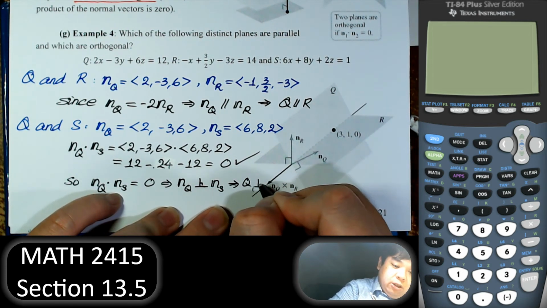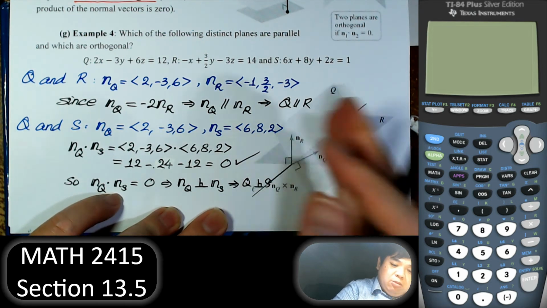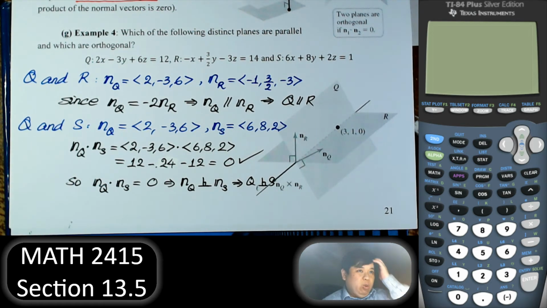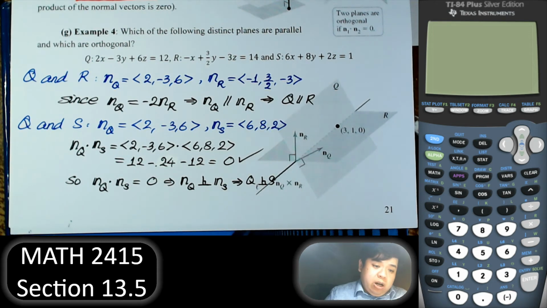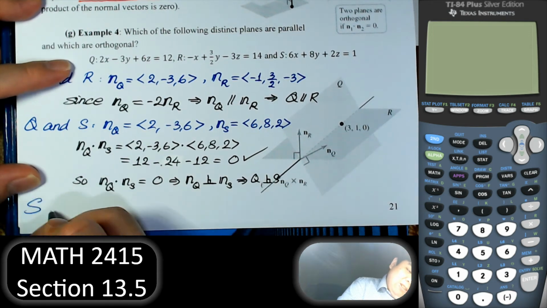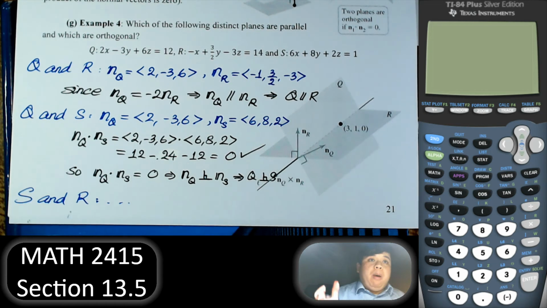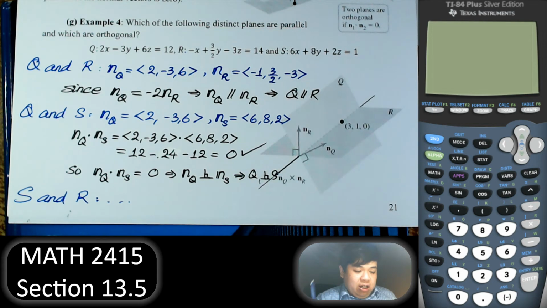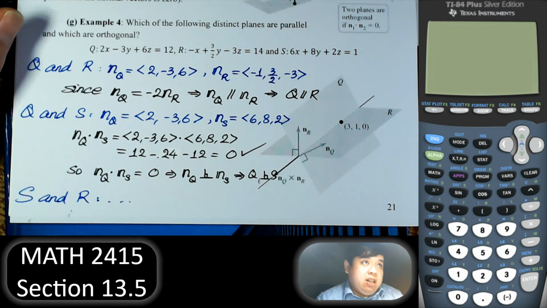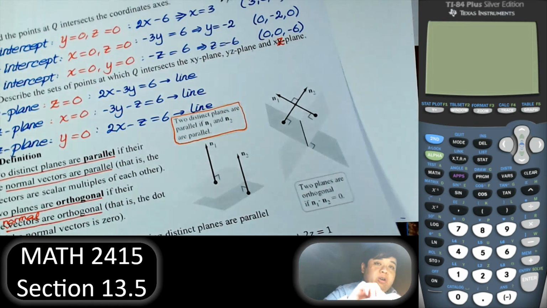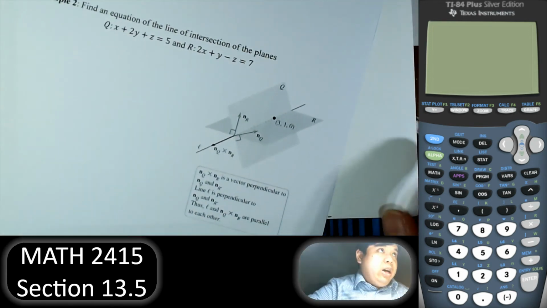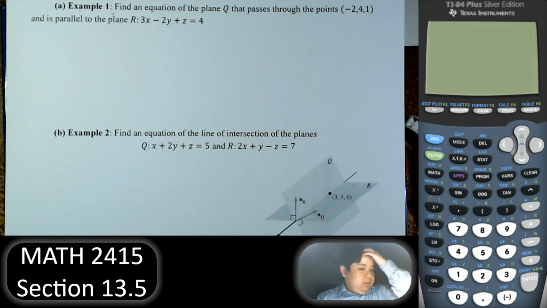So Q, again, I've just used that notation. Maybe not the correct one, but we mean orthogonal. And then of course we can do S and R, which will be done similarly. So to see if they are parallel, check if they are multiples of each other. If not, check whether the dot product between them equals 0. If it is, the vectors are orthogonal. If the vectors are orthogonal, the planes will be orthogonal as well. Right.